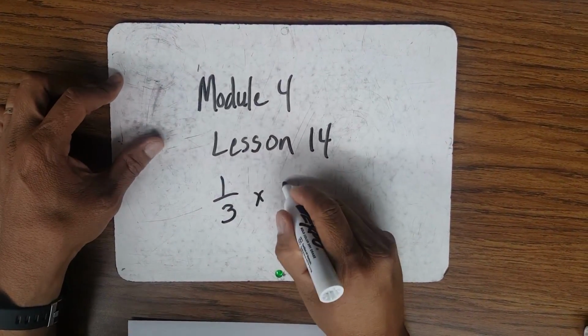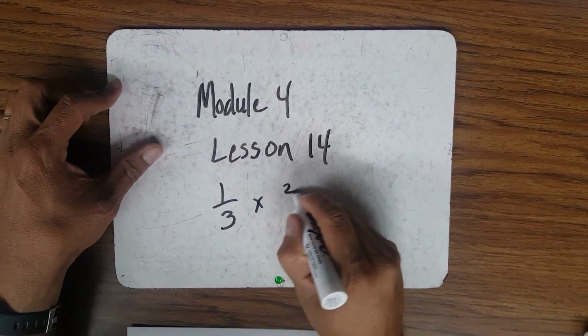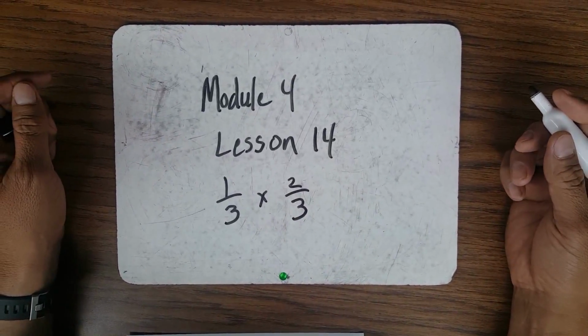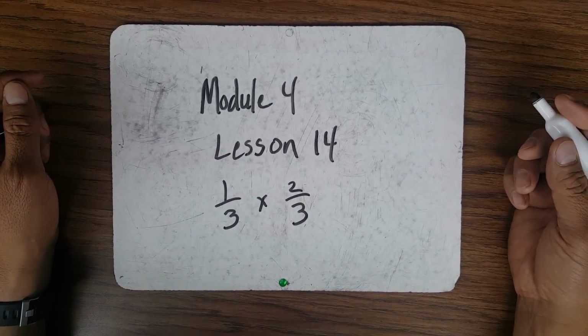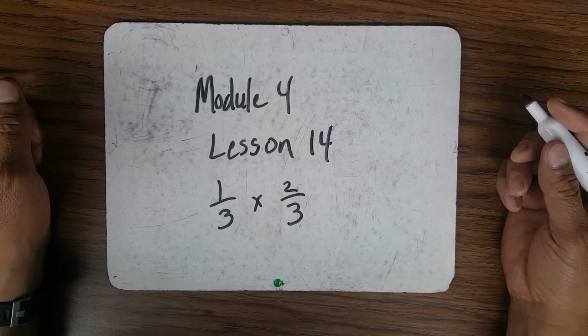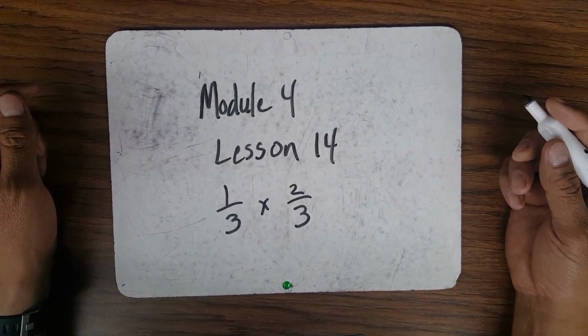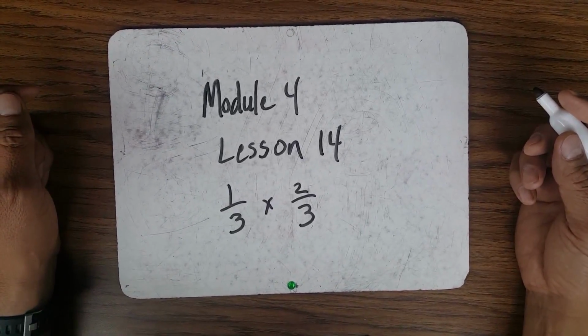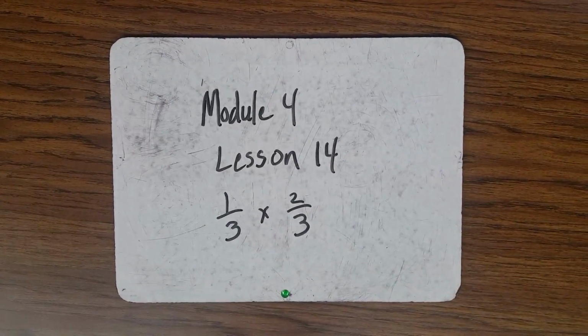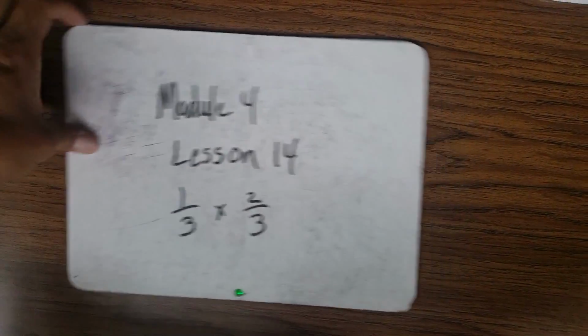1/3 times 2/3. I will be showing you some ways of figuring this out using an area model, and hopefully eventually you guys will figure out the standard way of doing it. Let me show you one of our first problems.